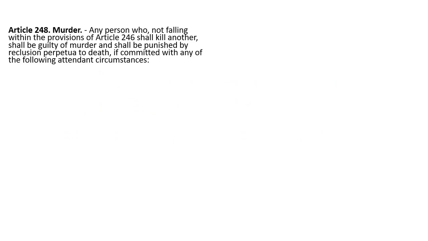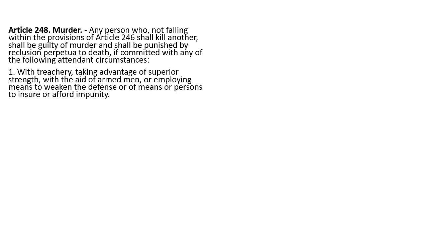First, I'm going to read to you the provision on murder, which is Article 248 of the Revised Penal Code. Any person who, not falling within the provisions of Article 246, shall kill another, shall be guilty of murder and shall be punished by reclusion perpetua to death if committed with any of the following attendant circumstances. Number 1, with treachery, taking advantage of superior strength with the aid of armed men, or employing means to weaken the defense, or of means or persons to ensure or afford impunity.